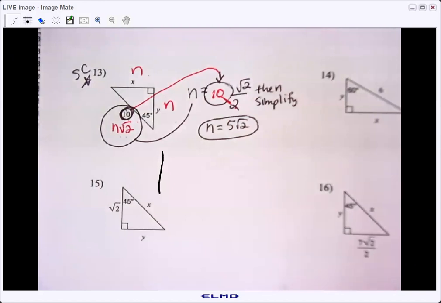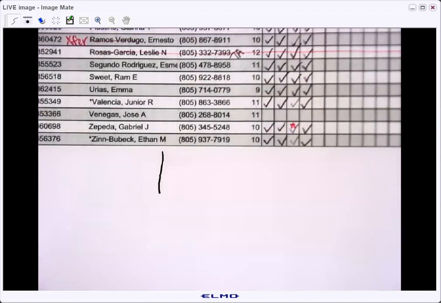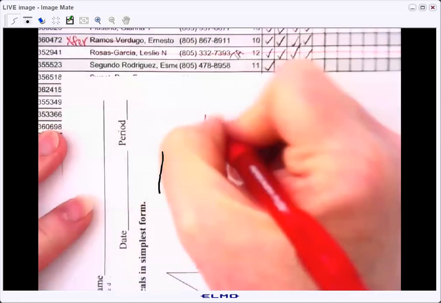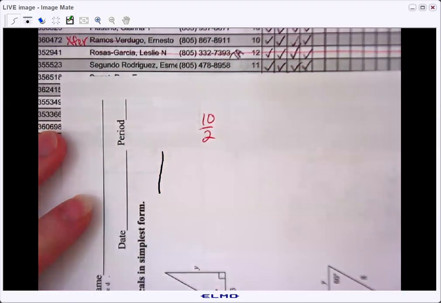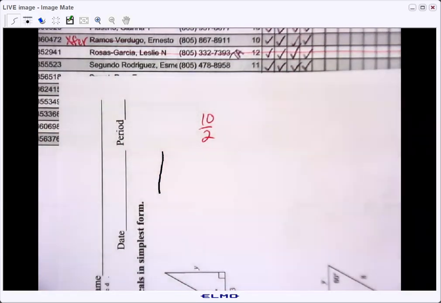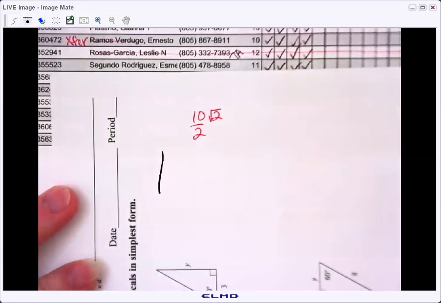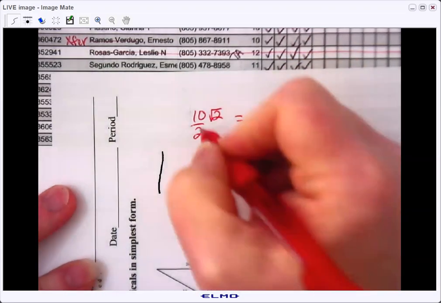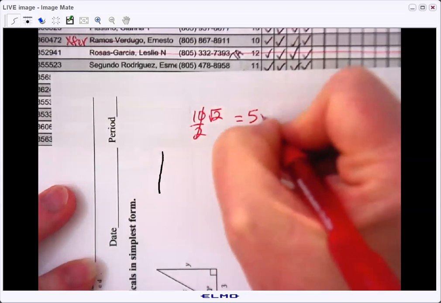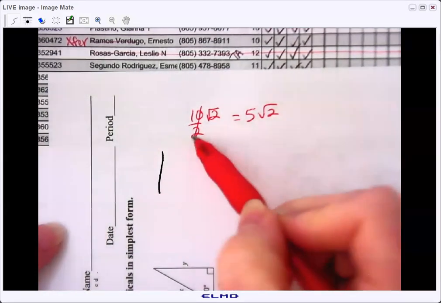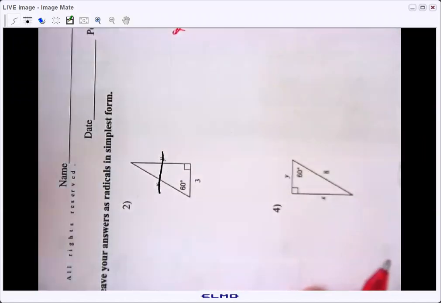I still don't get it. Okay, so if I have 10 over 2, what does that give me? 5. So if I add a root 2 next to it, this is still going to give me 5, and then I'm going to keep the root 2. Because remember, these are outside numbers and this is an inside number. Okay, that makes more sense.